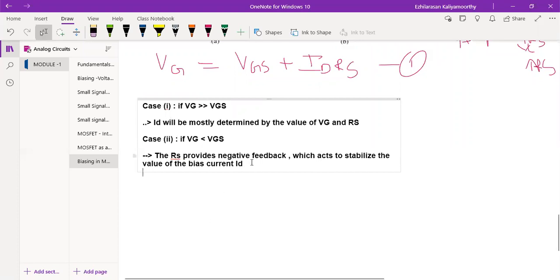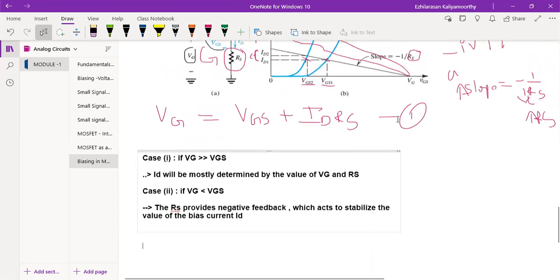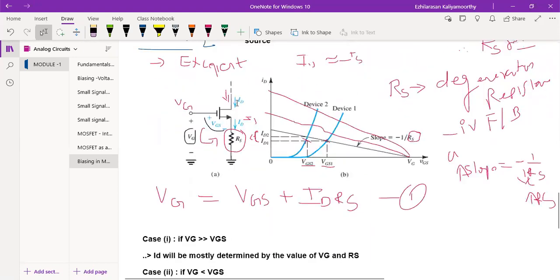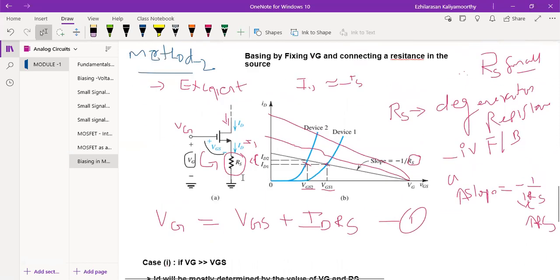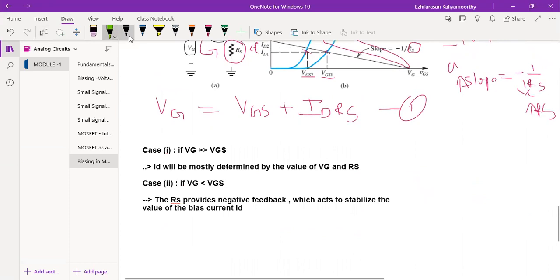Now one more point we can add over there. When will the drain current increase? When the gate voltage VG increases, the drain current also will increase. So from this expression, which we wrote earlier, you can see that as this ID increases, the VGS has to decrease.